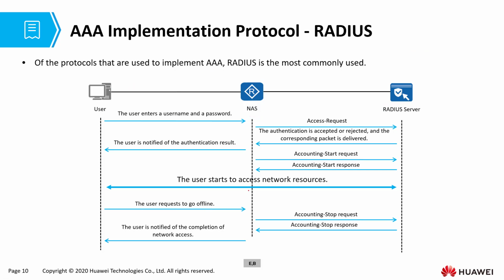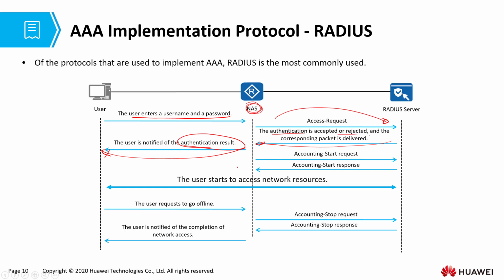In this flow of information, the user enters a username and password, and the network access server receives those and sends an access request on behalf of the user to the Radius server. It waits for the authentication to be accepted or rejected, and the corresponding packet is received by the network access server, which forwards the relevant message to the user who is accessing. The user will be notified of the authentication result, whether it is accepted or rejected.